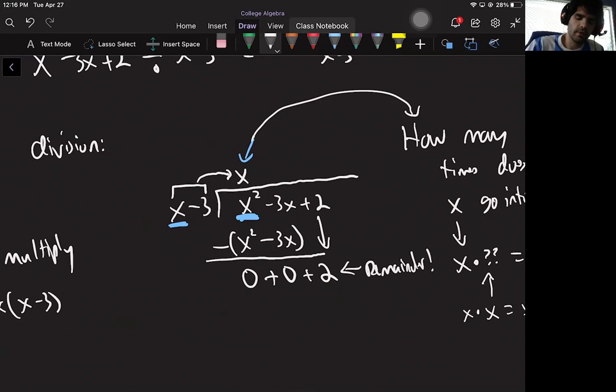That's because x does not go into 2. So you're done. There are no more things to put.